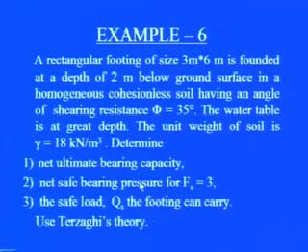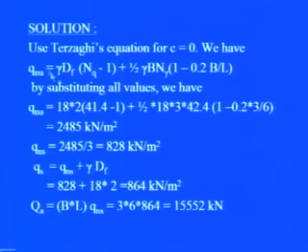Now, again use Terzaghi theory. Using Terzaghi equation for C equal to 0, we will get this as the equation for rectangular footing: gamma Df into Nq minus 1 plus 0.5 gamma B N gamma times 1 minus 0.2 B upon L. Now, by substituting different values, we will get net ultimate as 2485 kilonewton per meter square. Now, from this net ultimate, we can find out net safe if we know factor of safety. So, 2485 divided by factor of safety, that is 3, equal to 828 kilonewton per meter square.